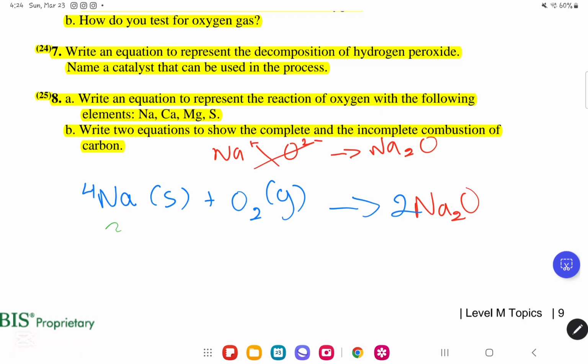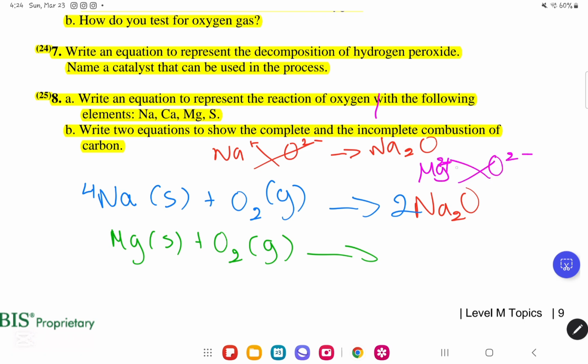Now for the Mg, it's going to be Mg solid in addition to O2 gas. If you take its ions, it is Mg2+ and O2-. You do the crisscross, you get MgO. Now you need to balance it. To balance it, you're going to put a 2 over here and a 2 over here.